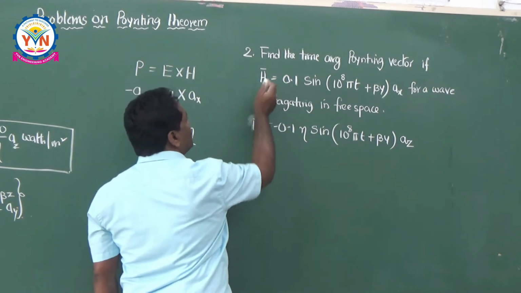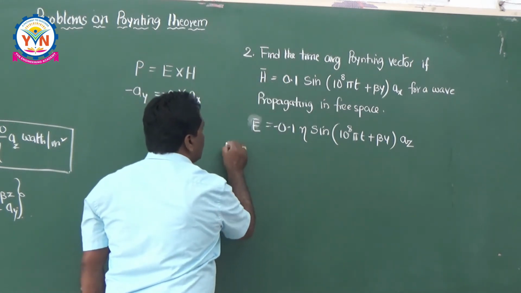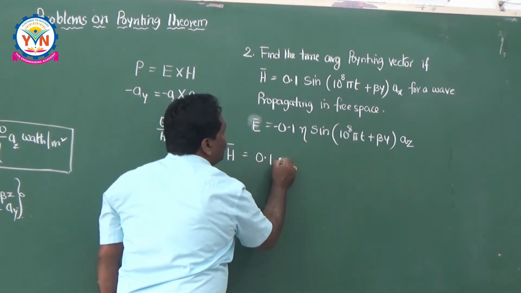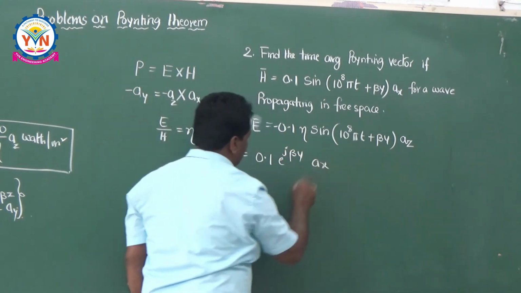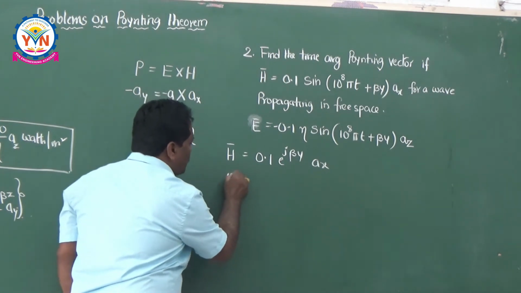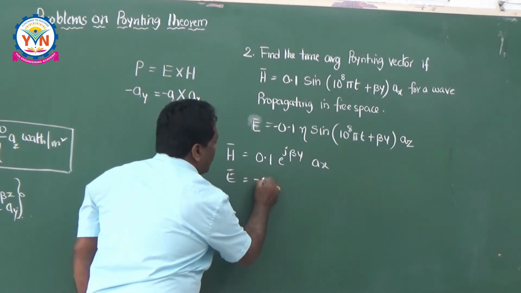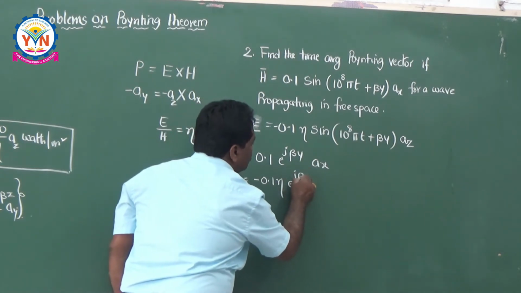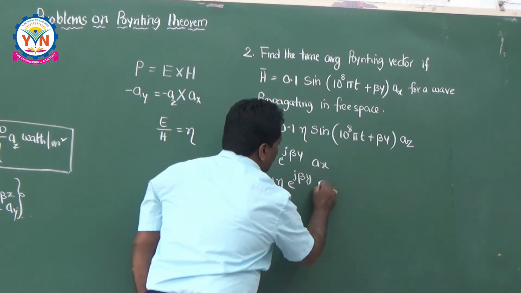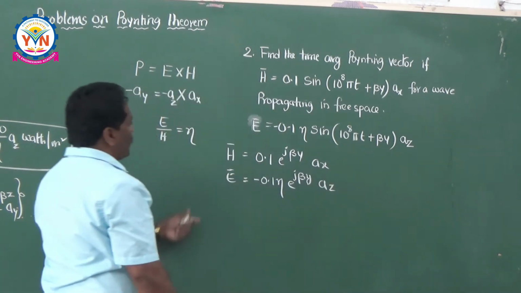Therefore, in the phasor notation I can write down H bar is equal to 0.1 into e to the power of j beta y, in the ax direction. And the electric field is given as minus 0.1 eta e to the power of j beta y into az. Therefore, what is the power here?